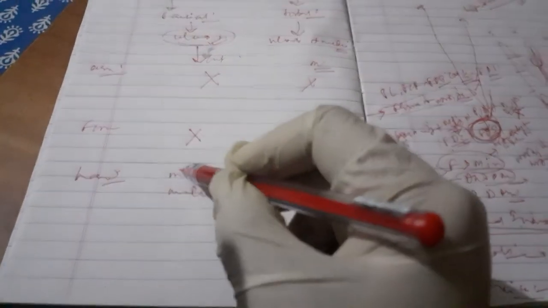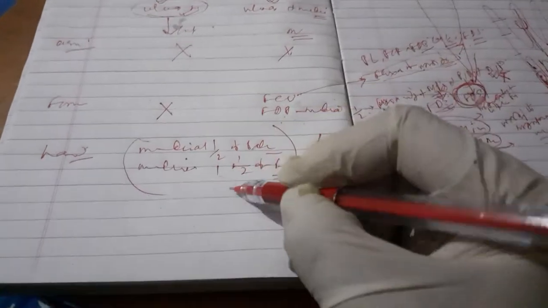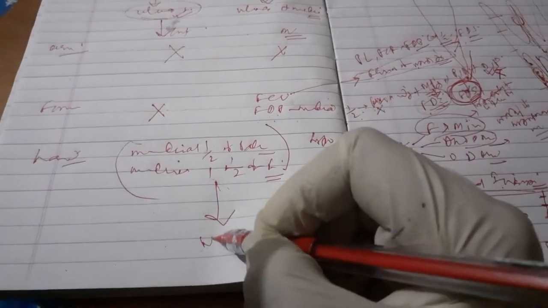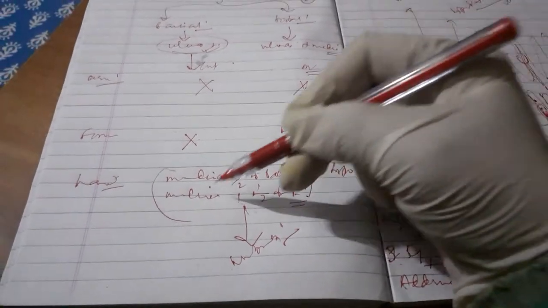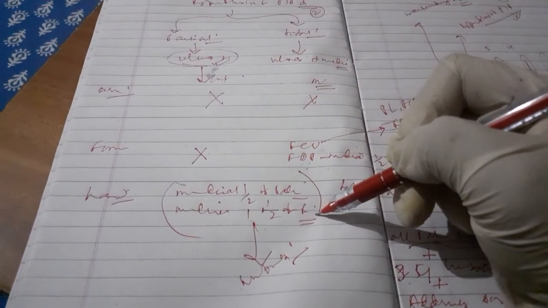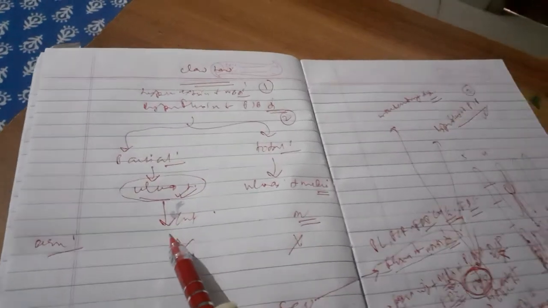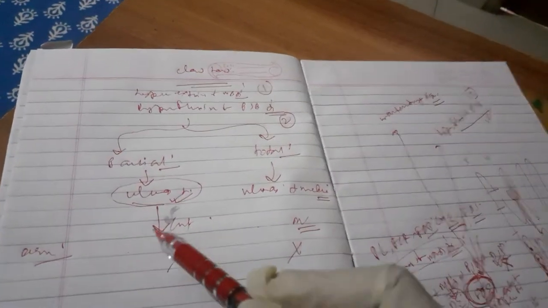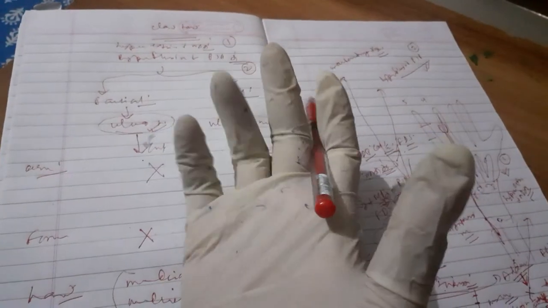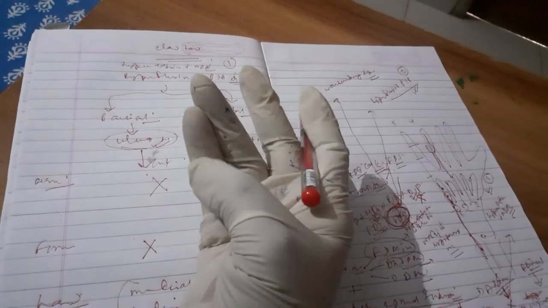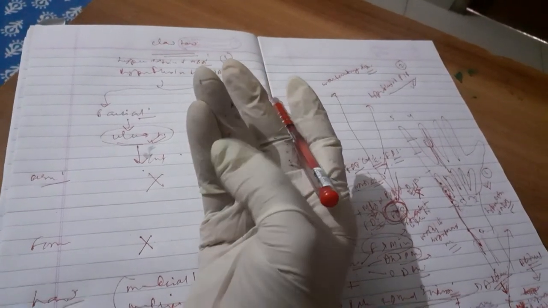And what happens if the cutaneous supply gets hampered? There will be numbness in the medial half of the palm and the medial one and a half fingers. Okay, this is due to the result of claw hand. And I am talking about the partial claw hand, and this case will occur in the fourth and fifth fingers.